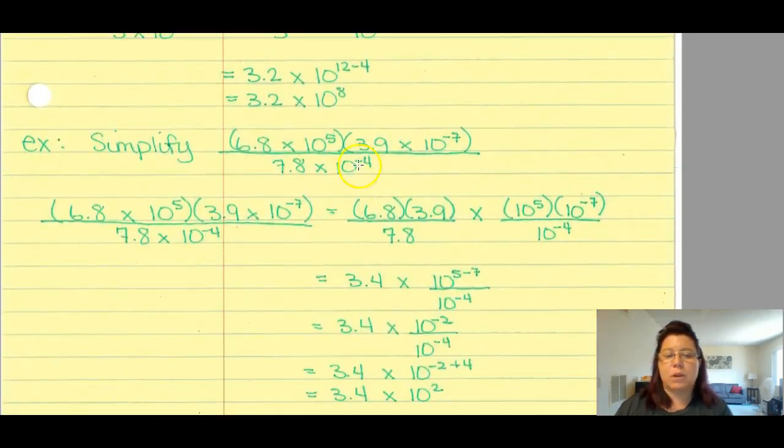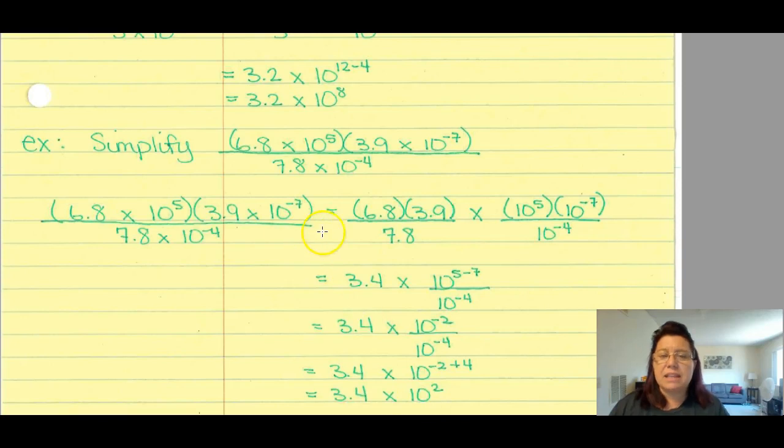All right, let's see one more. 6.8 times 10 to the 5th times 3.9 times 10 to the negative 7, all over 7.8 times 10 to the negative 4. Again, I'm going to put all my numbers to one side and my powers of 10 to the other. 6.8 times 3.9 all divided by 7.8 will get us 3.4. Then 10 to the 5th times 10 to the negative 7th, all divided by 10 to the negative 4. Let's deal with the numerator first. 10 to the 5 minus 7 will be negative 2. And bring the 4 up, it becomes positive, leaving us 10 to the negative 2 plus 4, and that's 3.4 times 10 to the second.